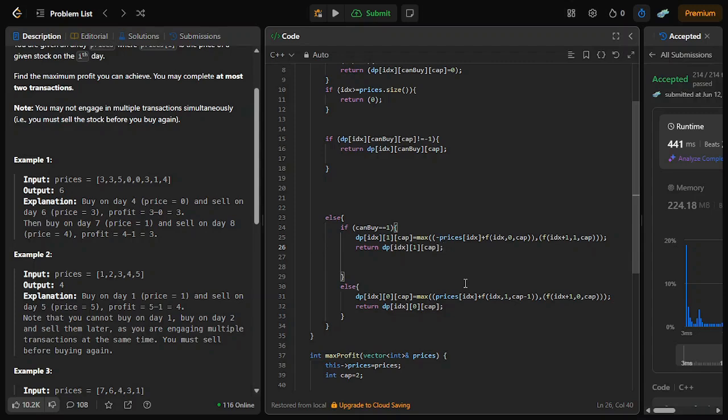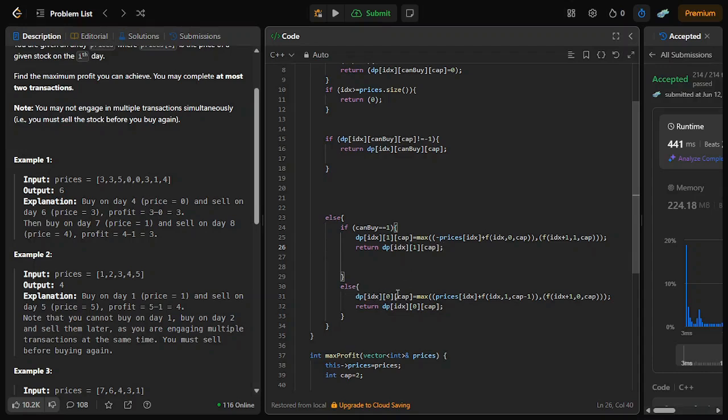Then you just reduce the number of transactions that are available to you by one. And this is exactly what has been done. So if you do not have the capability to buy something, this means that you have a stock available with you, which means that you can sell the stock at this price, at the ith price.